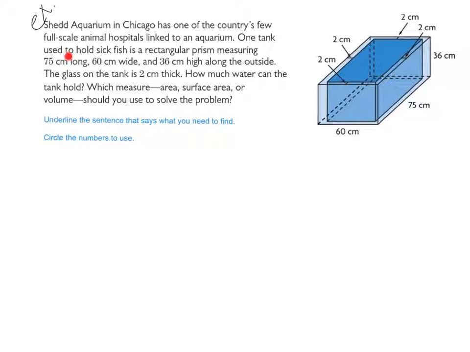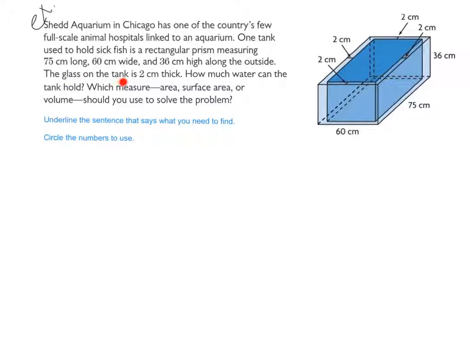One tank used to hold sick fish is a rectangular prism. Now it's going to give us some measurements, measuring 75 centimeters long, 60 centimeters wide, and 36 centimeters high along the outside. I'm going to pause here, looking at my pictures. Okay, 75 centimeters long, 60 centimeters wide, and 36 centimeters high. I understand what they're saying. Now I also noticed that there's another box inside. That's interesting.